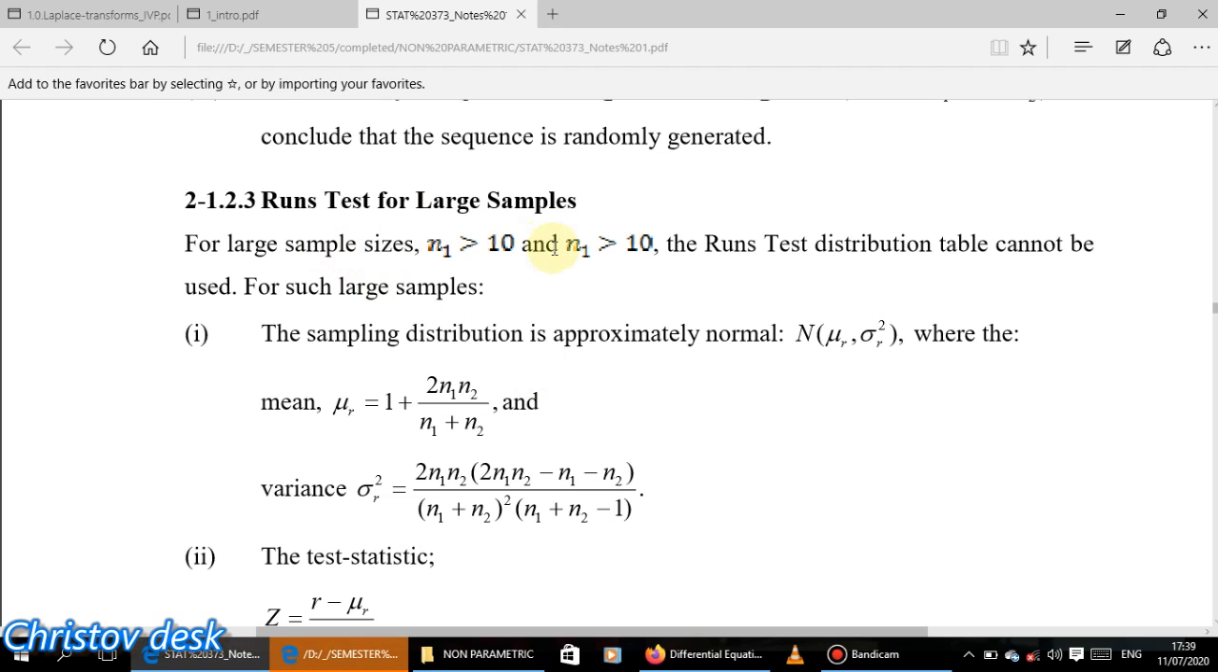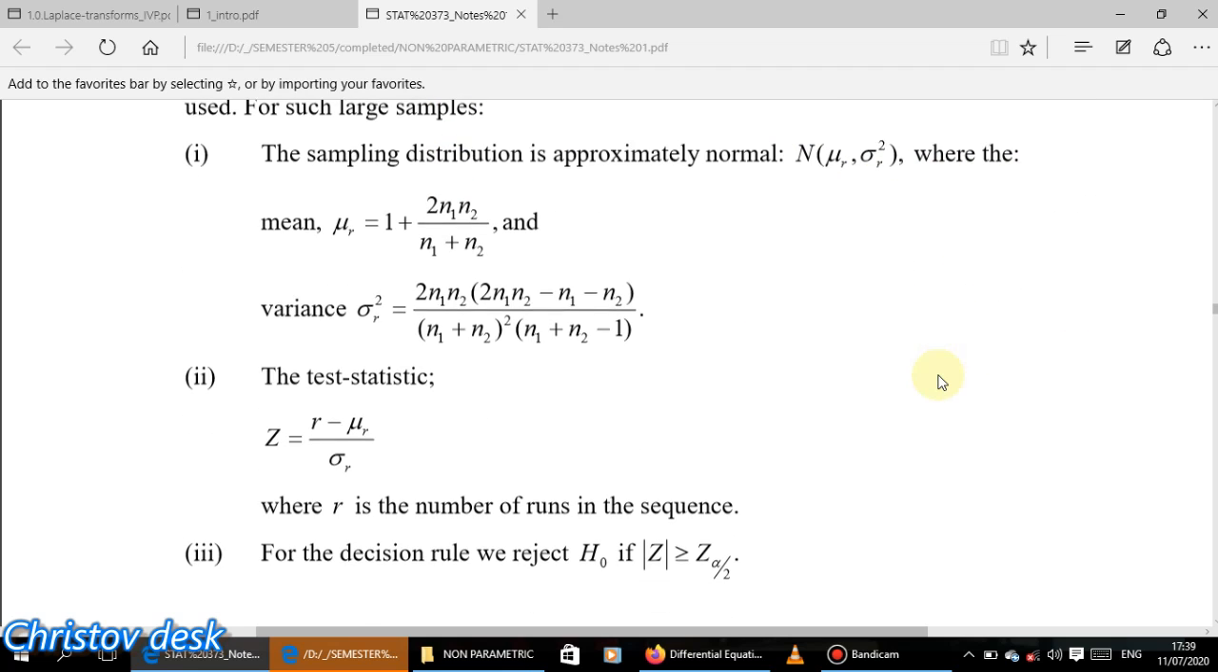So, runs test for large samples. For a large sample, we said that n1 and n2 must be greater than 10, so the runs distribution table cannot be used. For a large sample, we approximate the runs distribution to a normal distribution. So we need to know it's normally distributed.